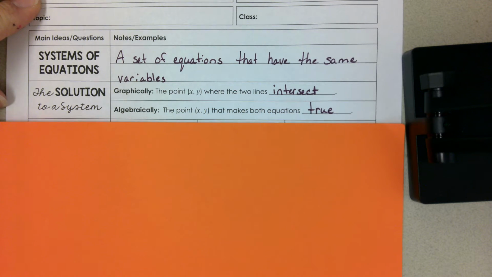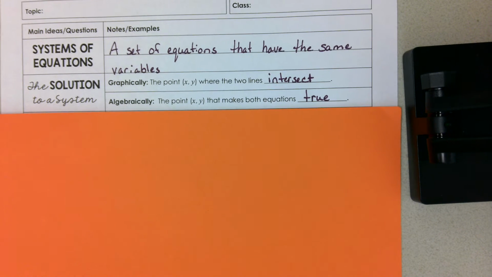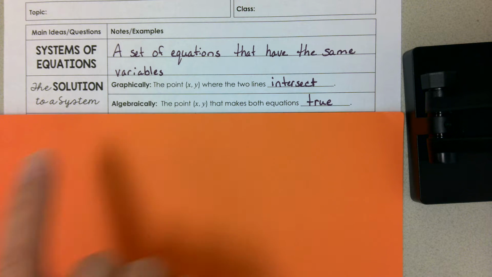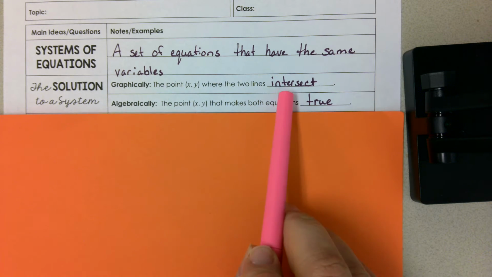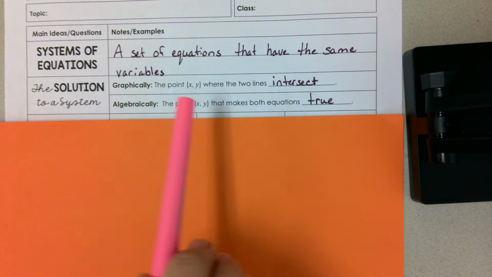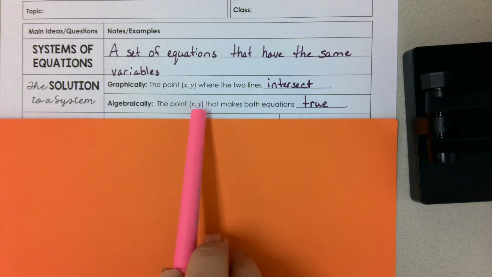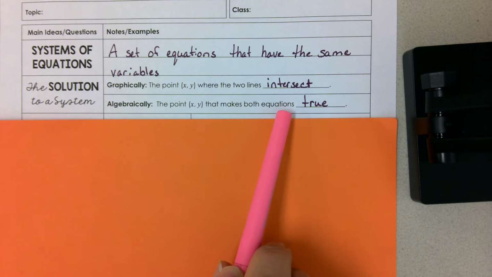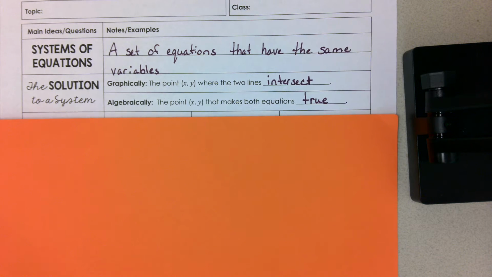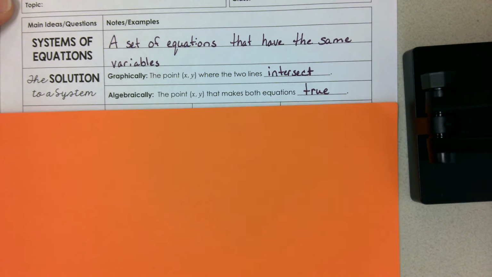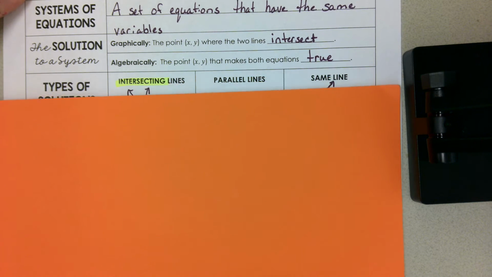We can find the solution to a system graphically. It is the point where the two lines intersect. Algebraically, it's going to be the point, that x and y value, that makes both equations true. Wherever they intersect, they're going to have the same values for x and y, so that would make sense that they would work algebraically. All right.